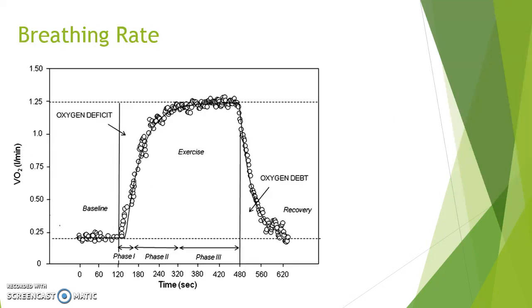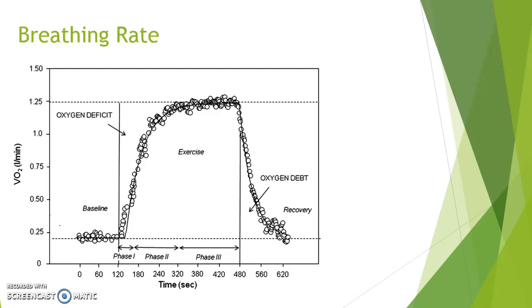Here is a graph that shows breathing rate during steady state exercise. After a certain amount of exercise, you can see that it does start to plateau on the graph. This is due to the oxygen consumption being the same as the demand, so the CO2 is getting removed at the same pace that it's being produced.